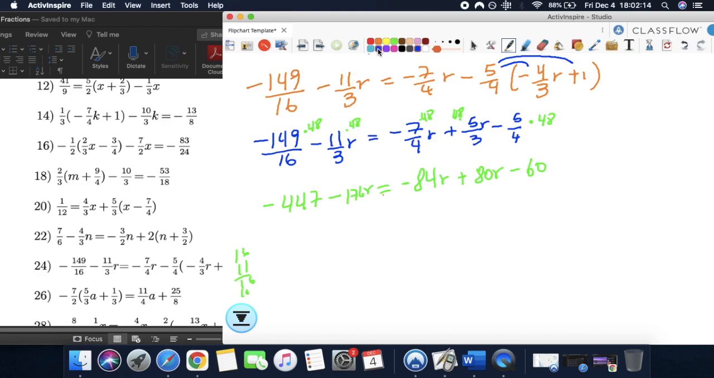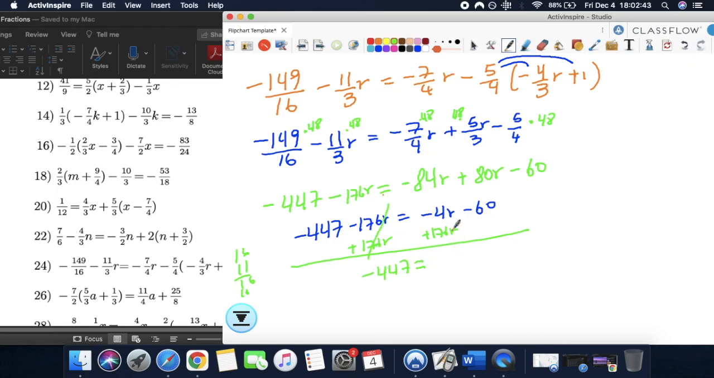Let's combine some like terms, which we can, not on this side. These two, negative 84r plus 80r is just negative 4r, minus 60. Get rid of one of the variables, either left side or right side. We're going to take out the negative 176r, so we're going to do plus 176r on both sides. Those two go away. Negative 447 is going to come down. What is this? 176 minus 4 is going to give me 172r minus 60.